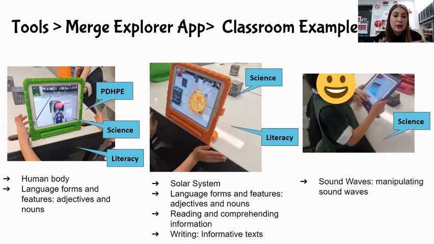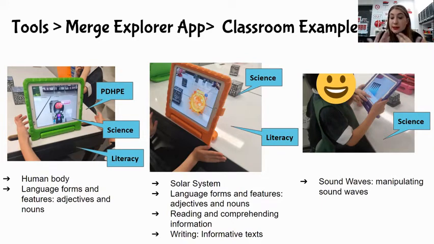Students would scan the cube and they'll have a human body there, which they can click and touch and learn different features of the human body. So exploring our language forms and features, looking at adjectives and nouns to describe different parts of the body, and then connecting back to our science and PDH curriculum.